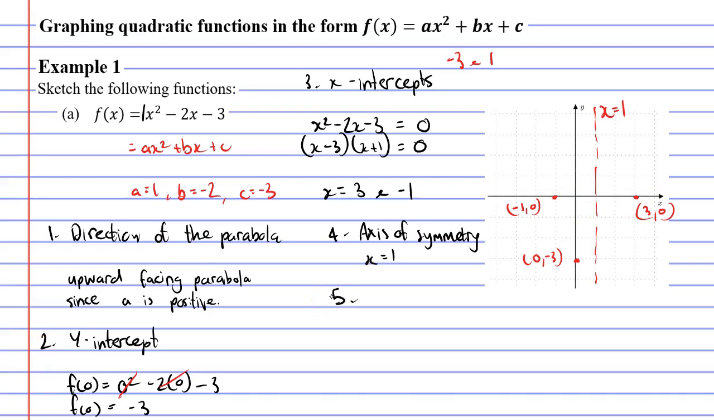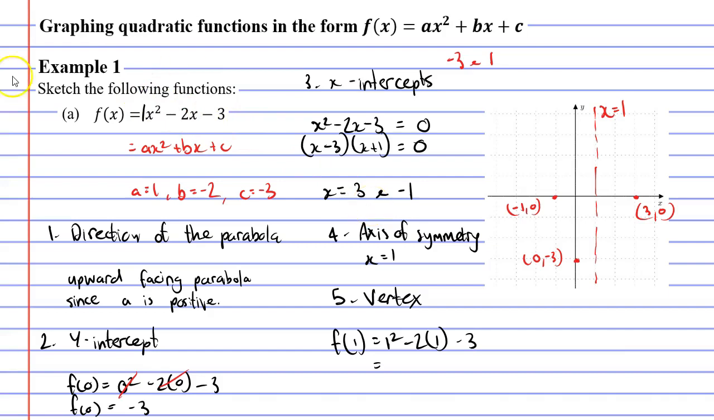The last thing we need to find is the vertex. The vertex will land on the axis of symmetry, which means it occurs where x equals 1. So what we need to do is take the original function and replace x with 1. We have x squared, which now becomes 1 squared. We have minus 2x, which becomes minus 2 times 1. And then we have minus 3 at the end.